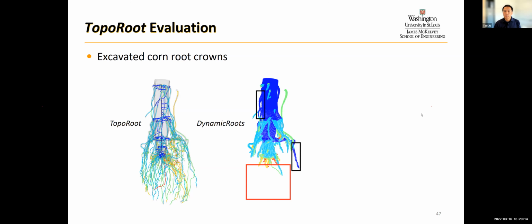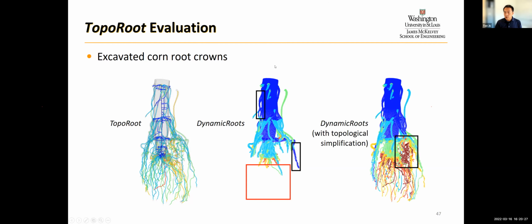But they also mislabeled a number of branches. These branches should be at least level 1 or level 2, but they've been labeled as level 0, just like the stem. We did an additional experiment by feeding in dynamic roots with our topologically simplified reconstruction. So we're trying to take that error away from dynamic roots and see how it behaves.